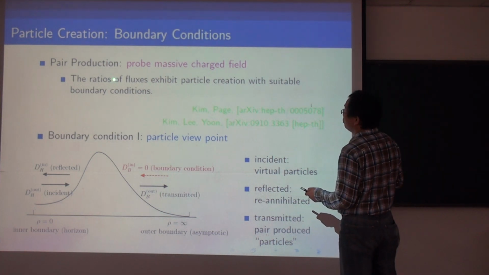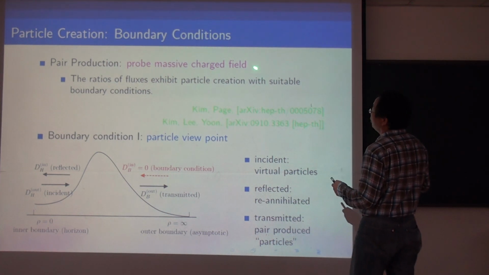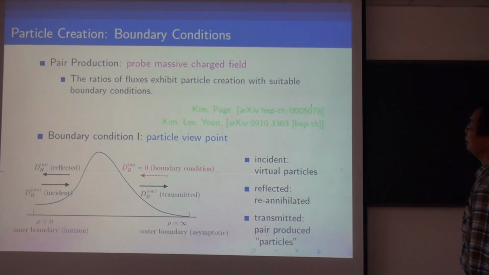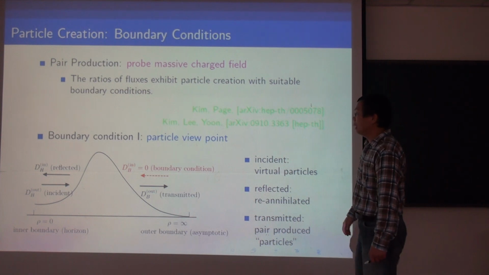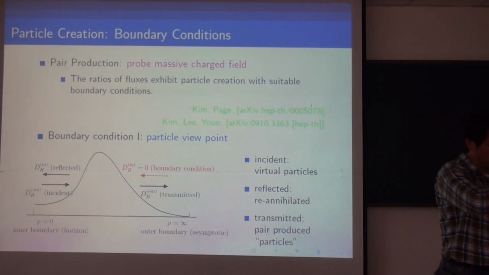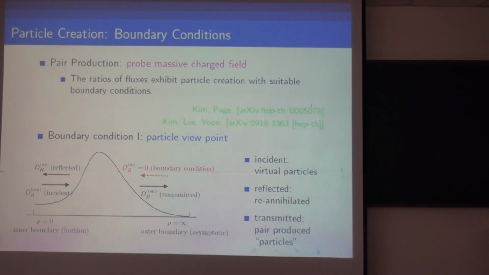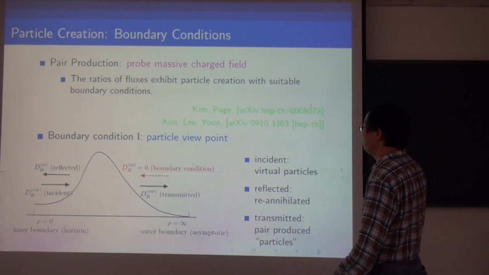And in this work we only consider the simple case. We consider the production of the charged scalar field. So it's a massive, charged scalar field. And then we try to analyze the propagating mode of the charged scalar field and impose a certain boundary condition.